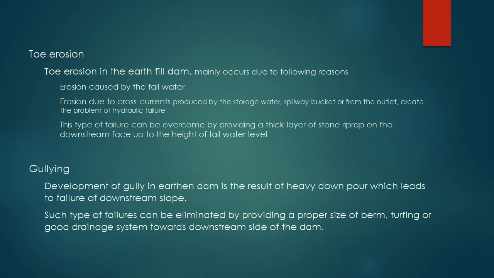The fourth type of hydraulic failure is gullying. Development of gullies in an earthen dam is the result of heavy downpour which leads to failure of the downstream slope. Such types of failures can be eliminated by providing a proper size of berm, turfing or a good drainage system towards the downstream side of the dam.